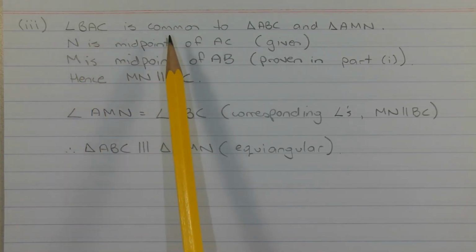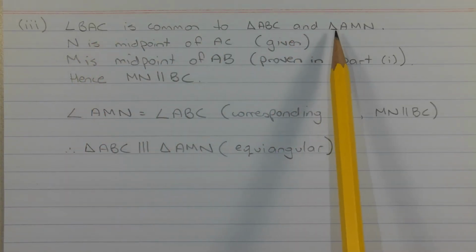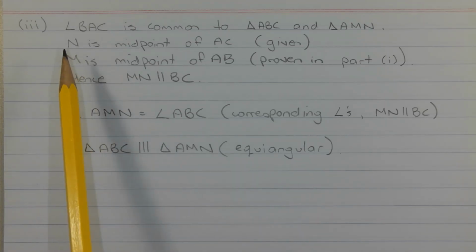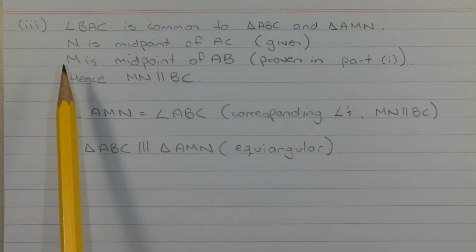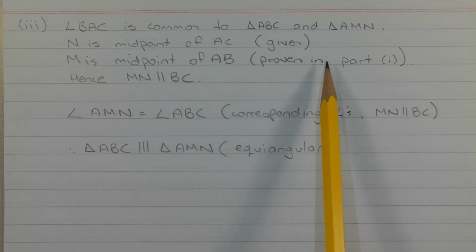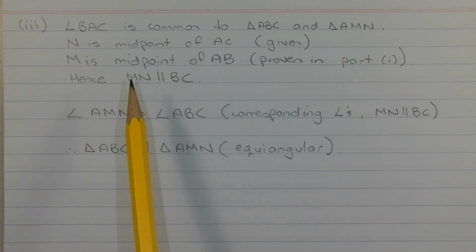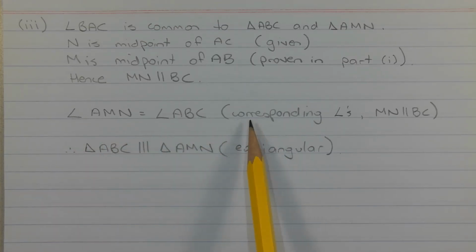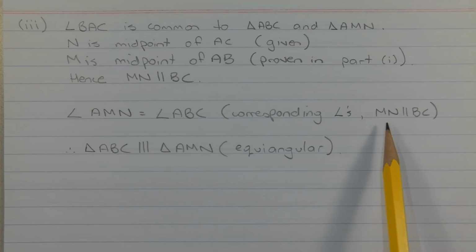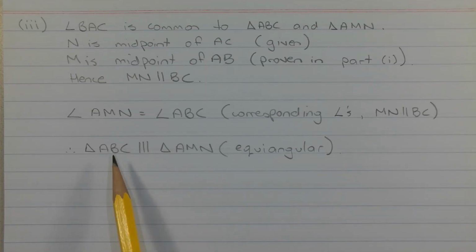Angle BAC is common to triangle ABC and triangle AMN. Now N is the midpoint of AC, which is given in the question. M is the midpoint of AB, which was proven in part 1. Hence, MN is parallel to BC. So angle AMN is equal to angle ABC, and they're corresponding angles, given that MN is parallel to BC. Therefore, triangle ABC is similar to triangle AMN, and the reason is equiangular.